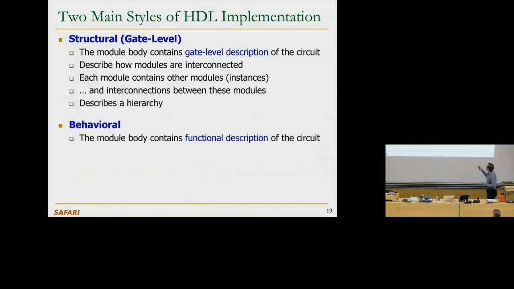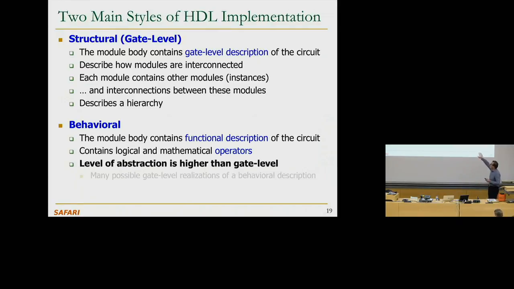Behavioral is, the abstraction level is much higher. Basically, the module body contains functional description. We'll give examples of this. It contains logical and mathematical operators. For example, you can have equal signs. That equal sign is not a gate level description because there is no equal gate. You build the equals from gates, right? And in this case, the level of abstraction is much higher than the gate level. So there could be many possible gate realizations of a behavioral description.